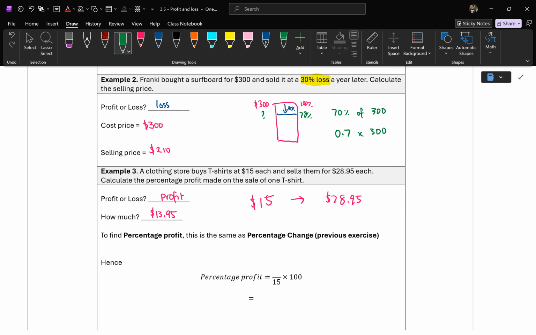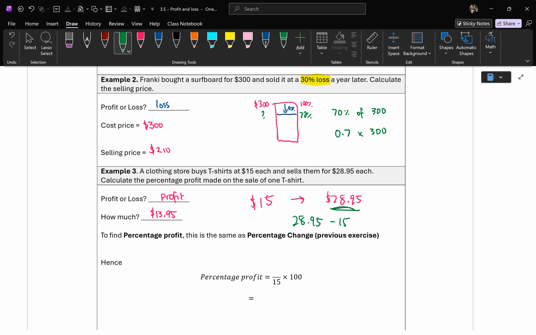$13.95. If you're wondering how I got that answer, I just took the selling price, 28.95, take away 15. And that's the difference. So then you know, oh yeah, you made a profit of $13.95, right? But we want to know what that is as a percentage, especially if you're a business owner later on.